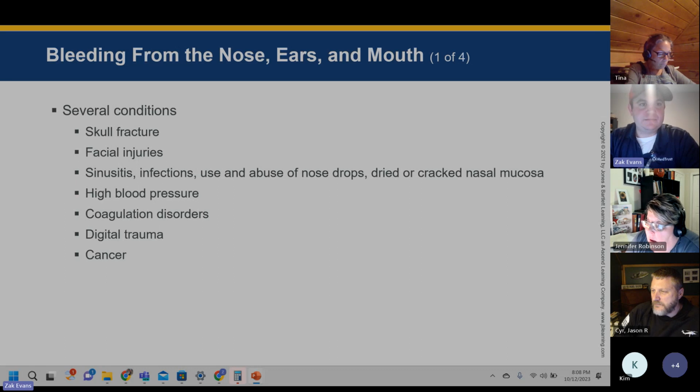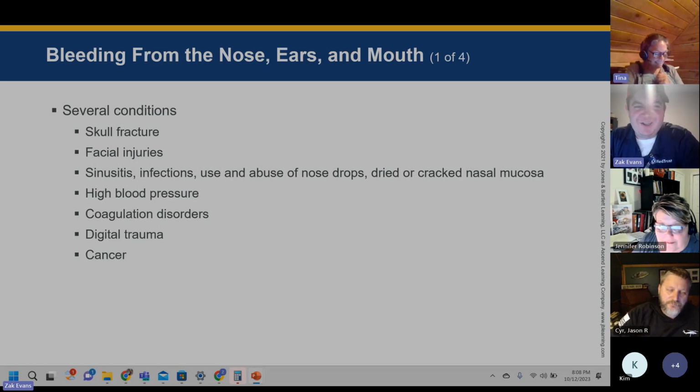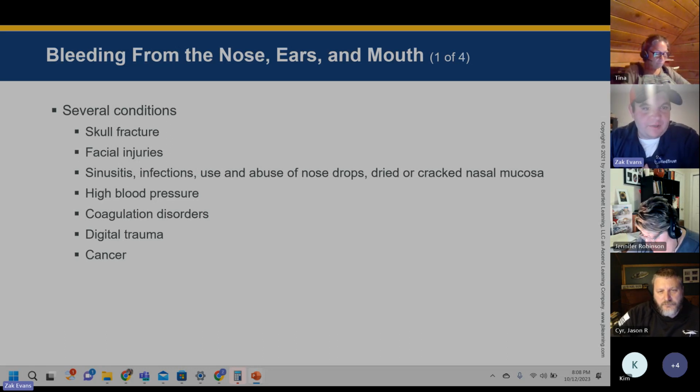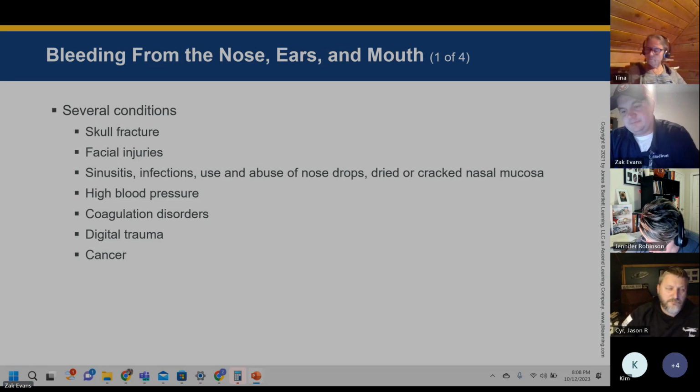All right, bleeding from the nose, ears, and mouth. Several conditions can cause this: skull fractures, facial injuries, sinus infections, abuse of nose drops, and dried and cracked nasal mucus. I also will add cocaine use into this as well. High blood pressure, blood clotting disorders, trauma, and cancer.